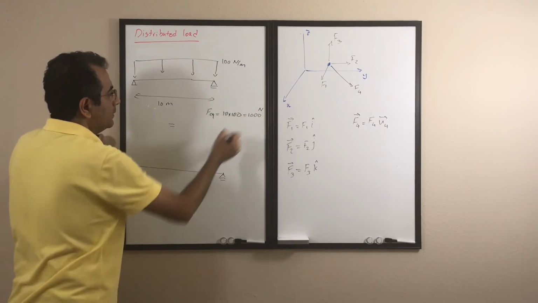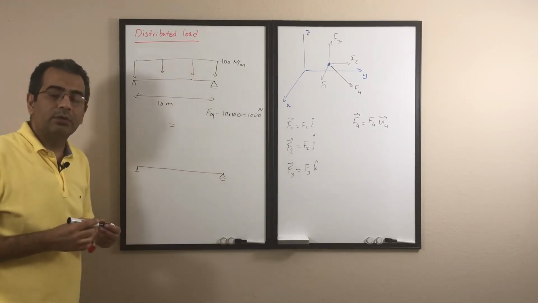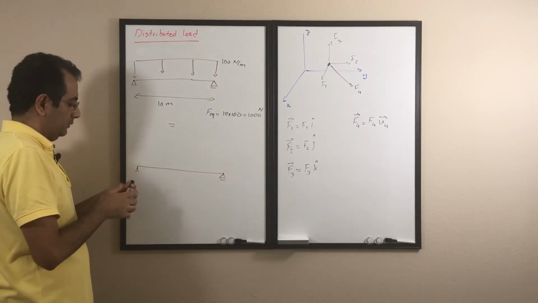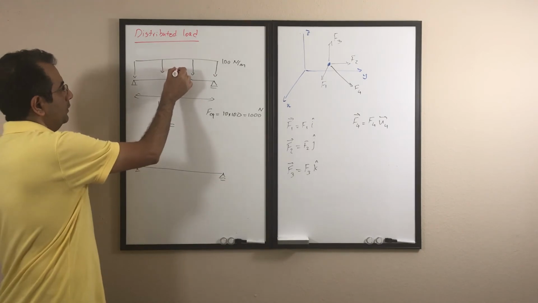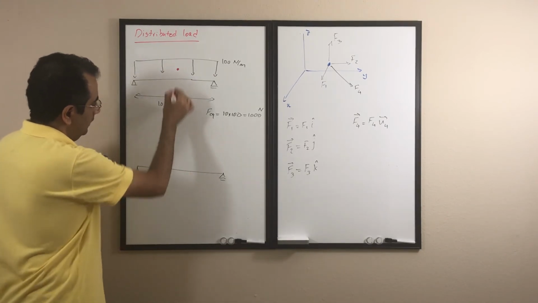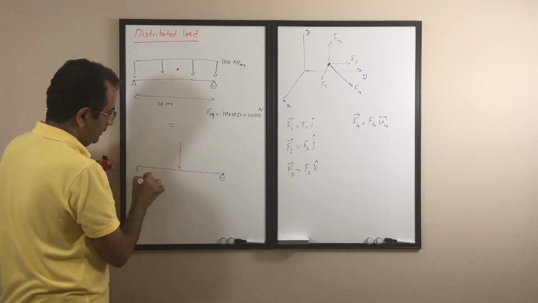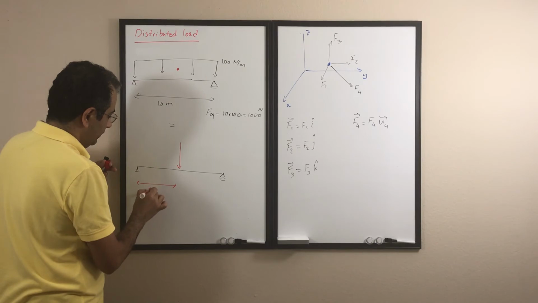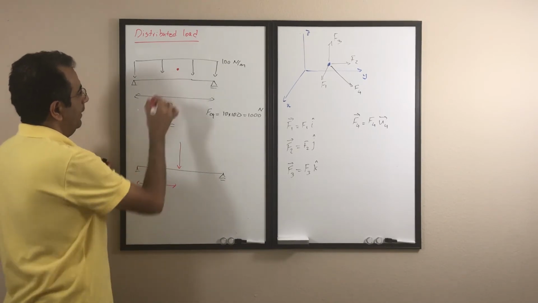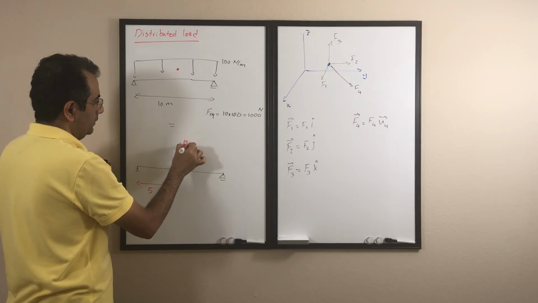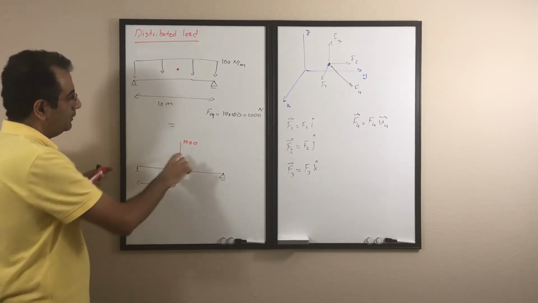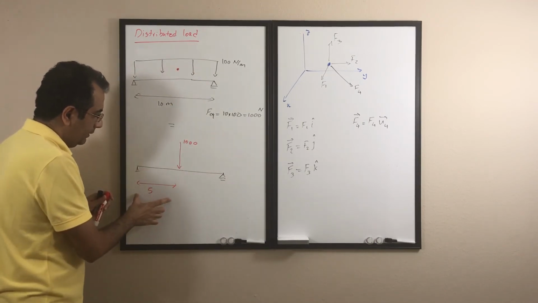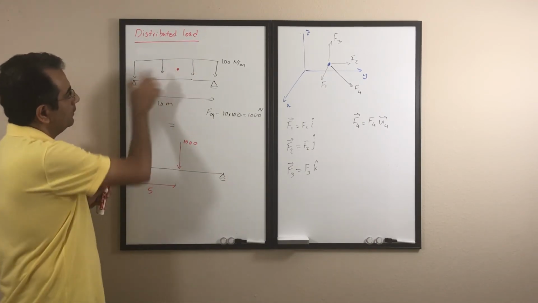Where that force is applied is at the centroid of the load. I have the rectangle, so the centroid of the load is right at the center of that rectangle. So I have a force right at the center. If this is 10, this is going to be 5. It's right at the center, and the magnitude is just 1000. So the magnitude is the area underneath the load, and the location where it is applied is the center.